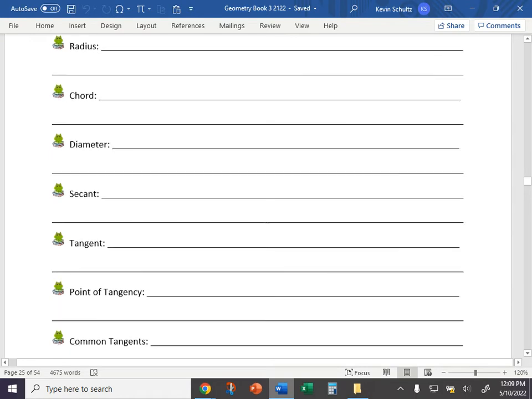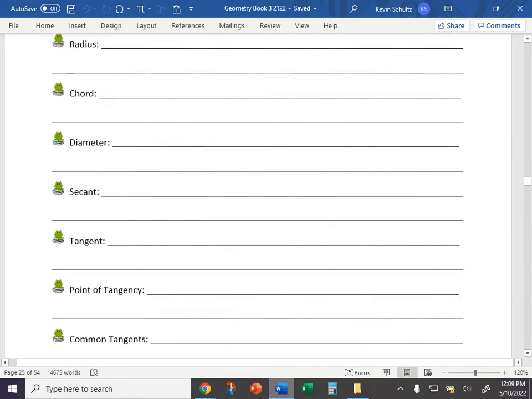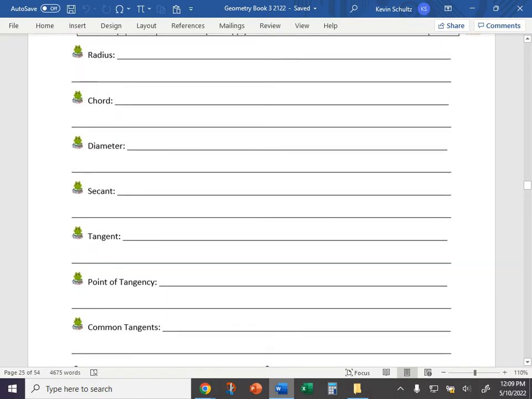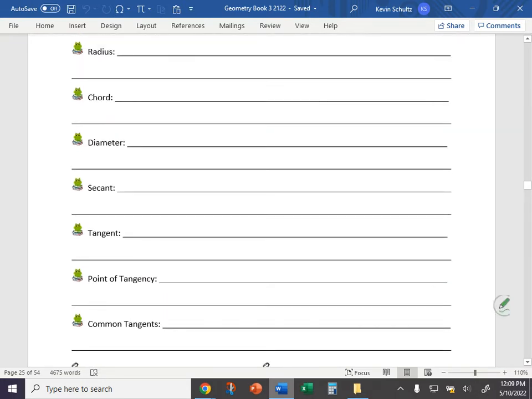Some of them you know. See if I can fit all of them. That should work. Some of them you know, some of them will be new. But let's start out with radius. What's the radius of a circle?